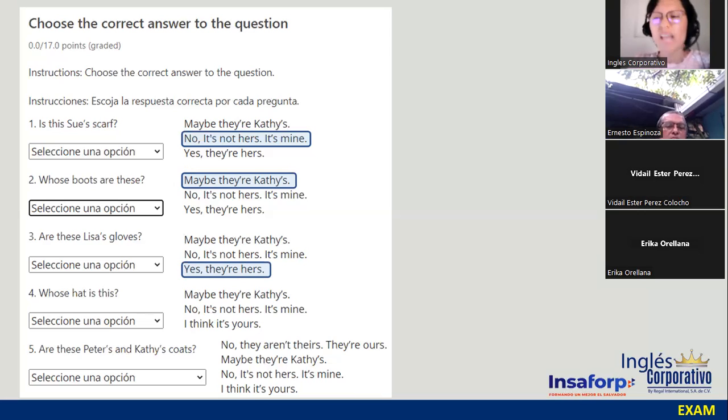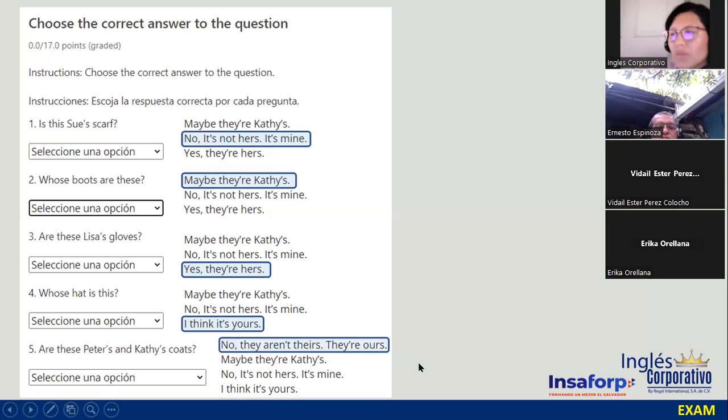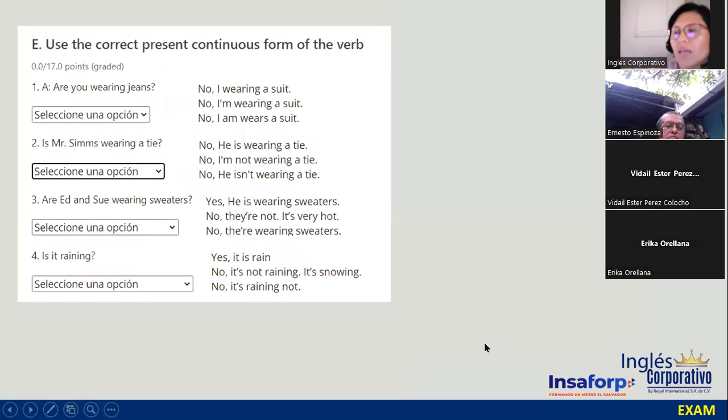Number four. Whose hat is this? I think it's yours. Correct. Muy bien. Number five. Are these Peter's and Kathy's coats? No, they aren't theirs. They're ours. Very good. Muy bien. Y luego la letra I.